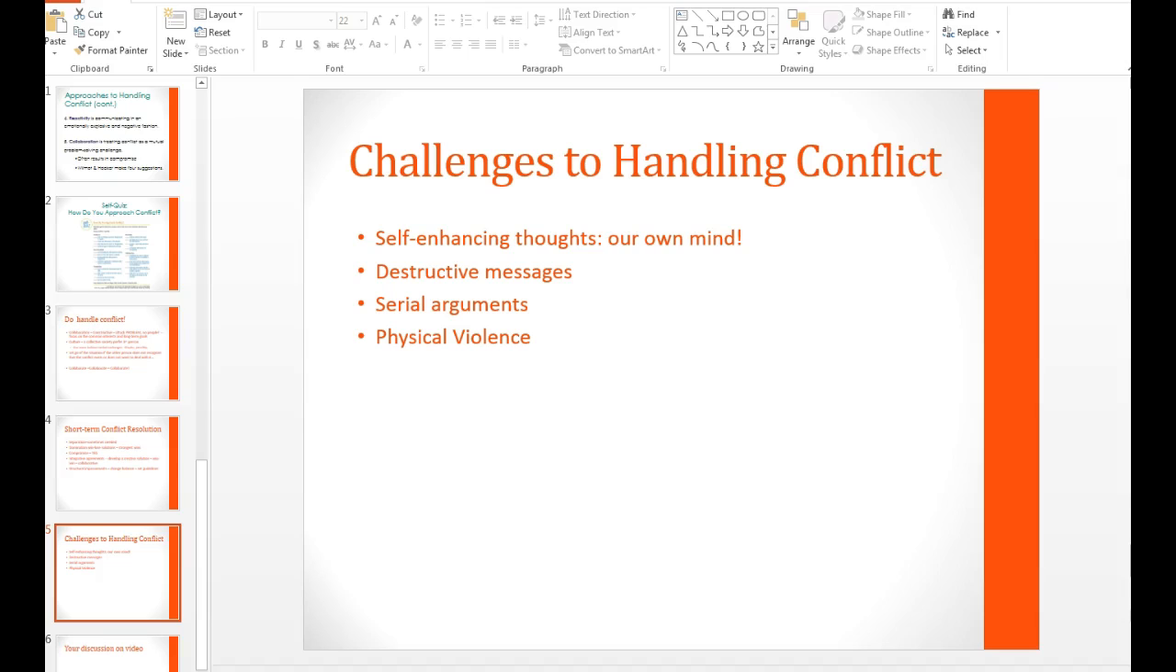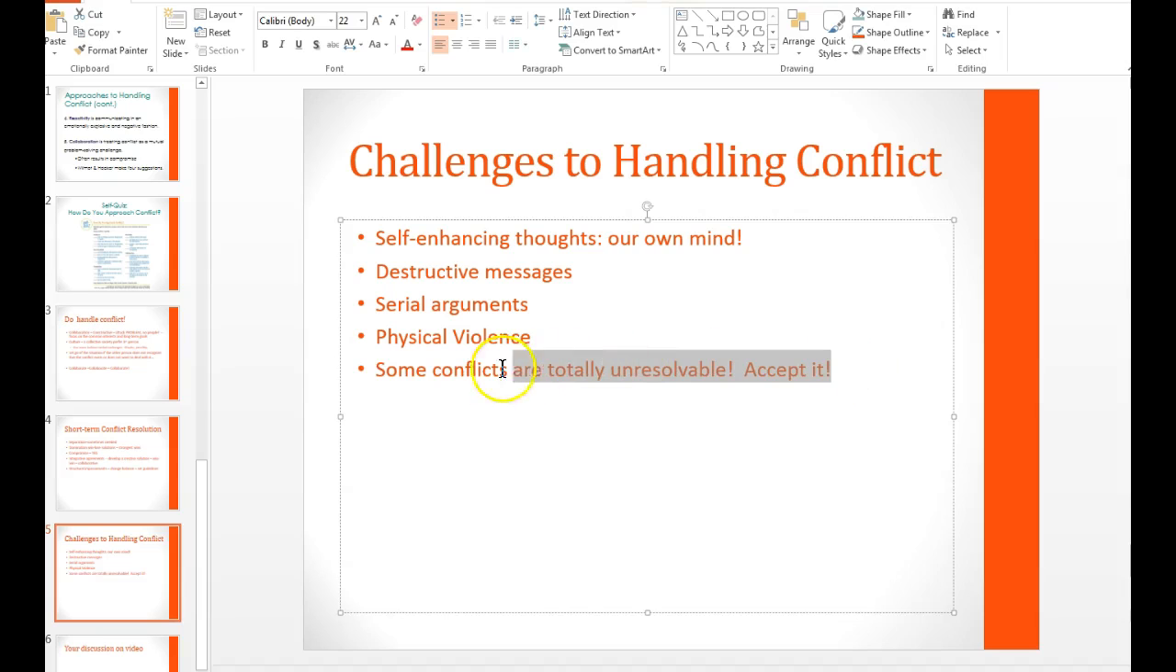Physical violence, hopefully never. Finally, I added this last one. Some conflicts are totally unresolvable. If he doesn't love you, he doesn't love you. There's nothing you can do about it. If you don't love him and you never will, accept it.